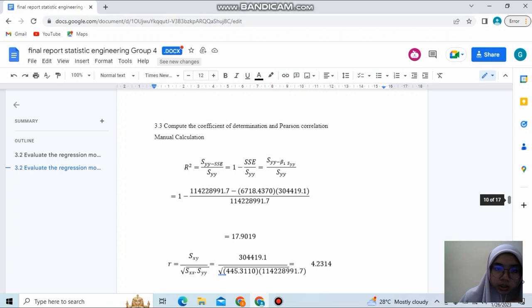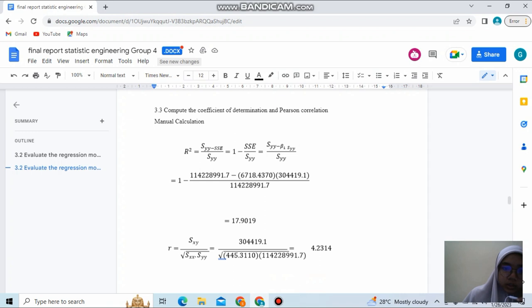Compute the coefficient of determination and Pearson correlation. We use manual calculation, so we get the value for r squared as 17.9019, and then for r, 4.2314.